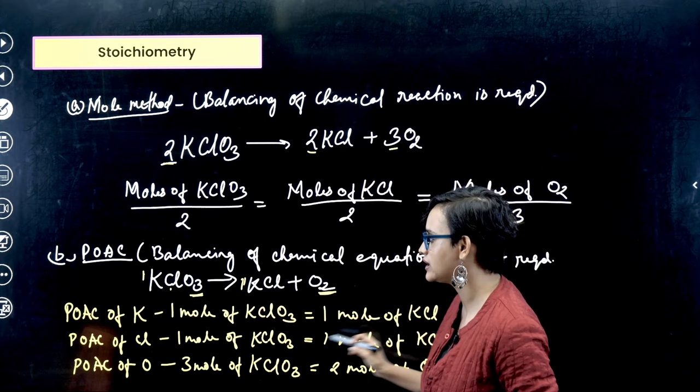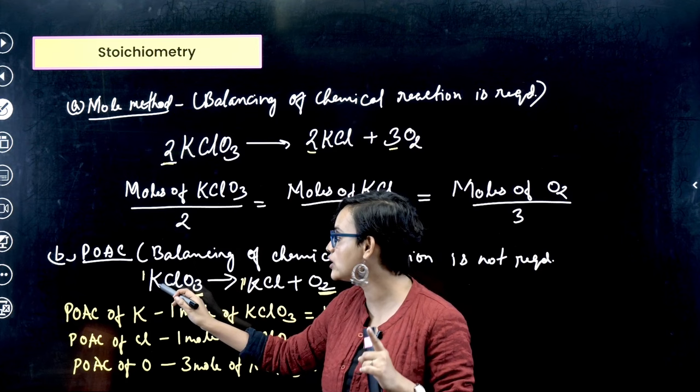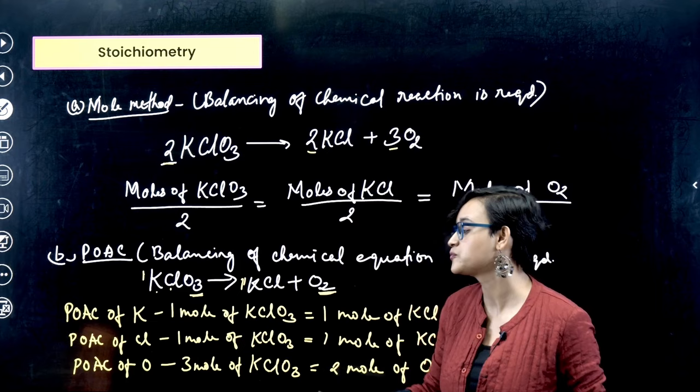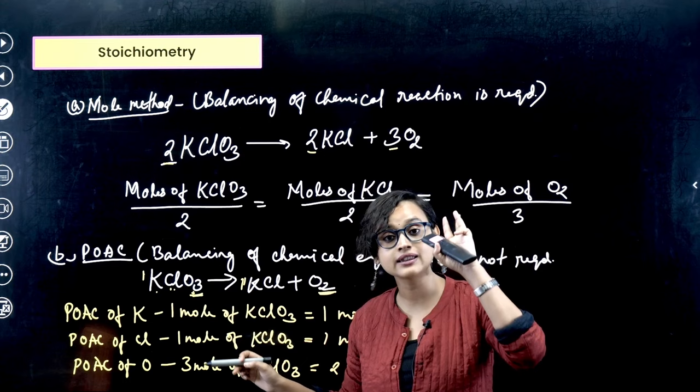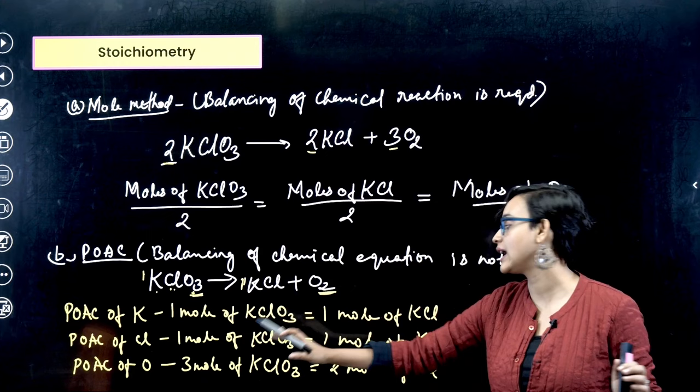So here K had only one atom, right? That's what I can see. There is only one atom of K. Here also there is one atom of K because I did not balance it, right? Same here, POAC of Cl, see, I did not balance it. There is only one Cl atom, one Cl atom here also. Now for oxygen, I see that this side there are three atoms of oxygen, but this side there are two atoms of oxygen. So that's all that I tried to equate. That's it. Okay. All right.